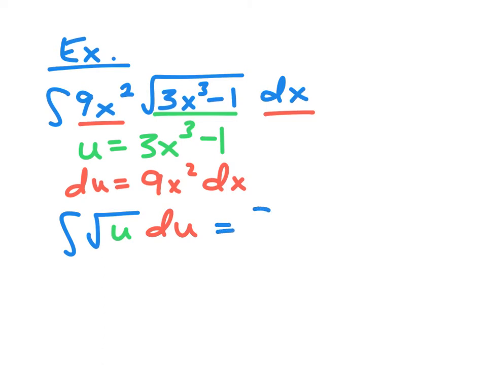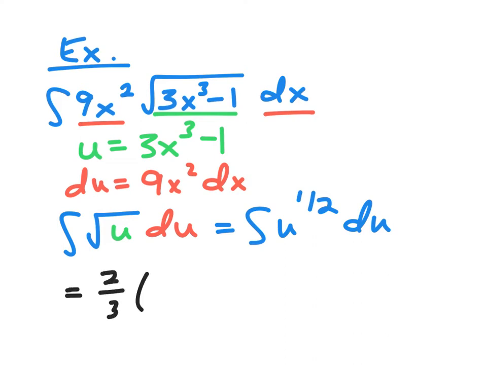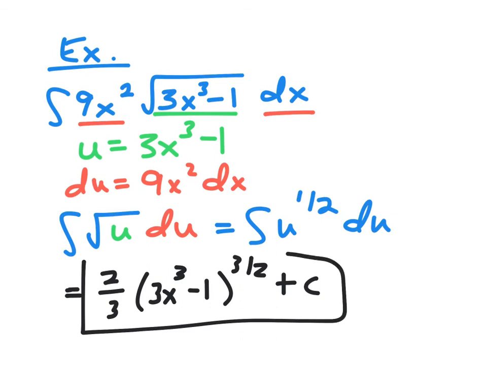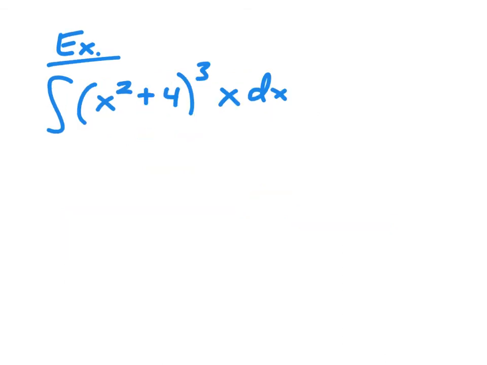So I'm going to have the integral of u to the 1/2 du. The antiderivative would then go to 2/3 u to the 3/2 plus c. And of course, you have to go back and plug in your u, so I'm going to do that all in one step, where I plug in the 3x cubed minus 1 in for my u. And that's my antiderivative.